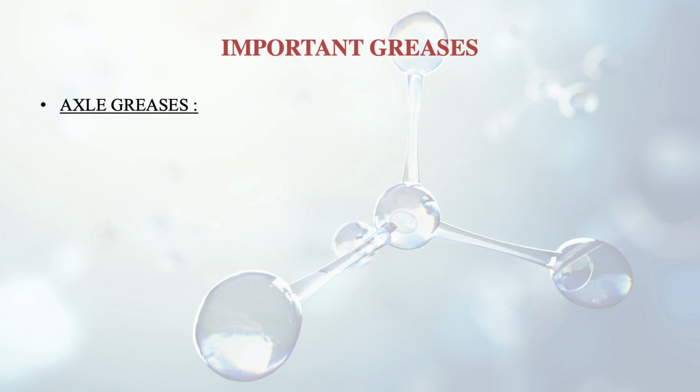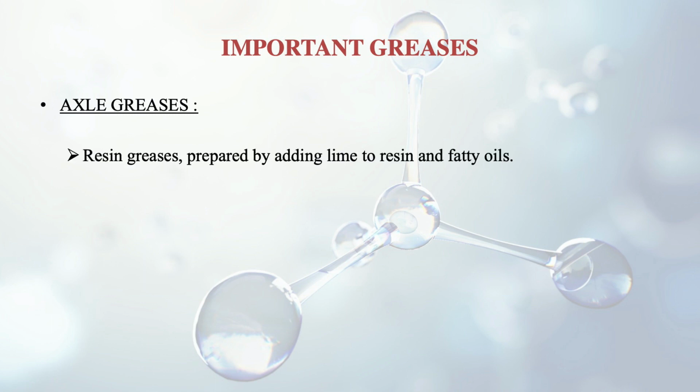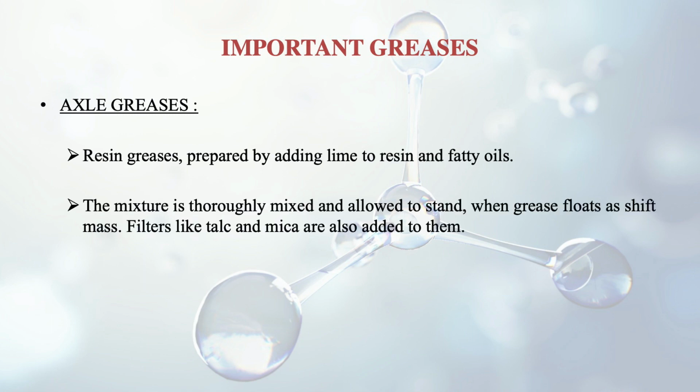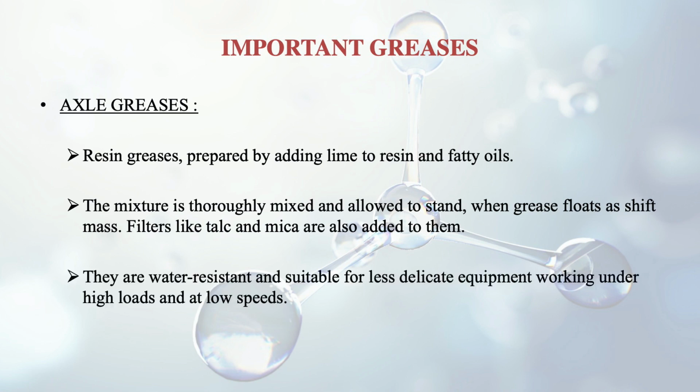Then there are the axle greases. Axle, you know, the axles in vehicles. These are resin greases prepared by adding lime to resin and fatty oils. The mixture is thoroughly mixed and allowed to stand. When the grease forms a stiff mass, fillers like talc and mica are also added to them. And these axle greases are water resistant and suitable for less delicate equipment working under high loads and at low speeds. So after discussing the semi-solid type of lubricants, we move on to the solid type.